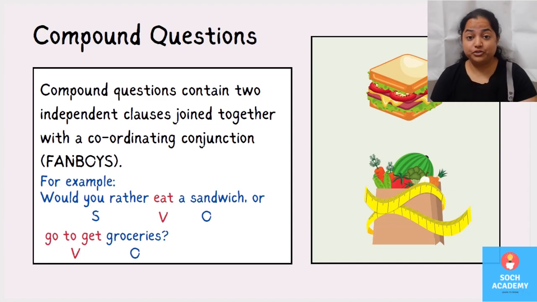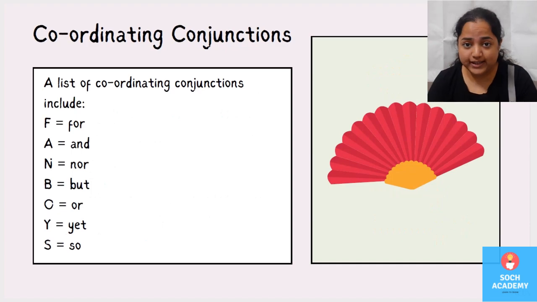So you can see the difference easily between a simple sentence and a compound sentence, or a simple question and a compound question. In a simple sentence there is only one verb, and in a compound sentence there are two verbs, which means that there are two independent clauses joined by a conjunction. What are coordinating conjunctions? Coordinating conjunctions are the conjunctions which join two independent clauses.